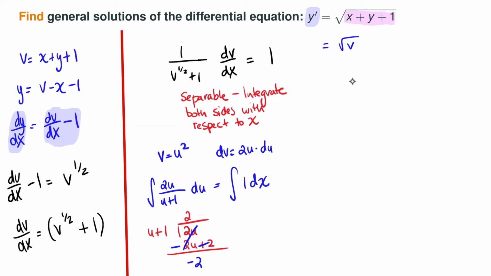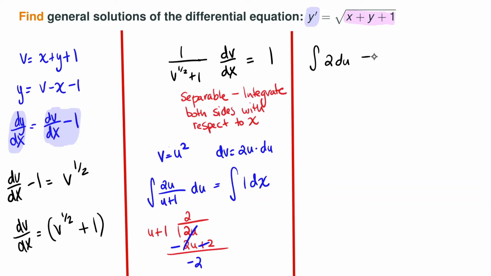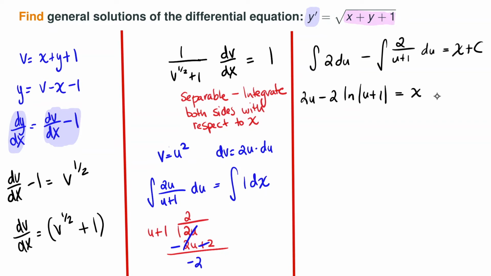So the left side simplifies to be the integral of 2 with respect to u minus the integral of 2 over u plus 1 with respect to u, which is equal to the right side, which is just x plus c. Now we can integrate these both quickly. We get 2u minus 2 natural log absolute value of u plus 1. And now we begin the process of reversing our substitutions.